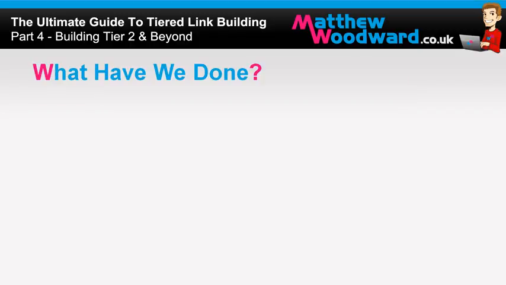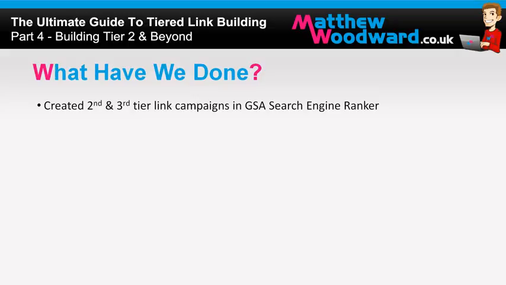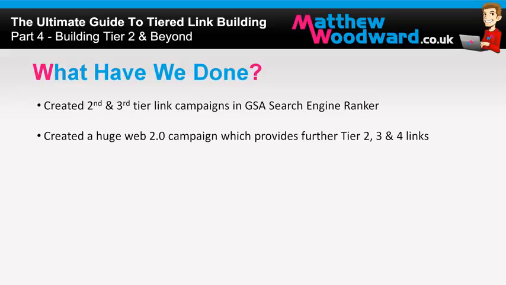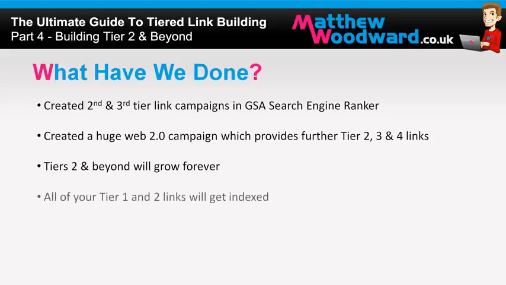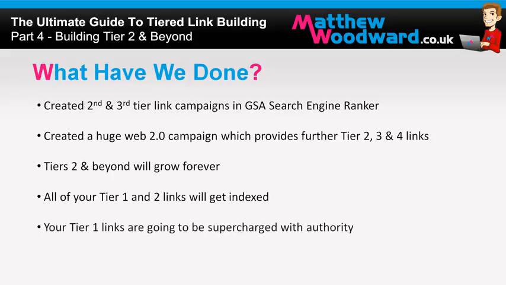So let's recap on what we've done. First of all, we created tier 2 and 3 campaigns in GSA Search Engine Ranker. Then we used Link Wheel Bandit to create a huge multi-tiered Web2 campaign that actually introduces a 4th tier of links. The best bit about all of that is that you can now sit back as tier 2 and beyond gets built out and continues to grow forever. This will guarantee that all of your tier 1 and tier 2 links will get indexed. Not only that, but in a few weeks' time, your tier 1 links are going to be supercharged with authority, and they will pick up a page rank of 1 to 4 on the next update with ease.